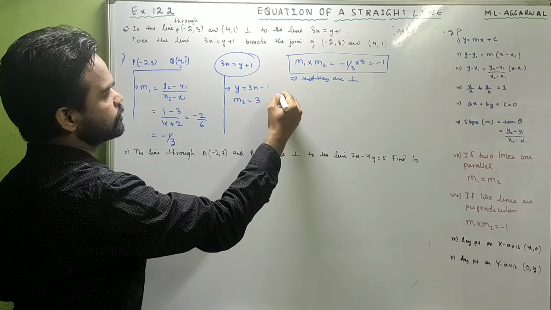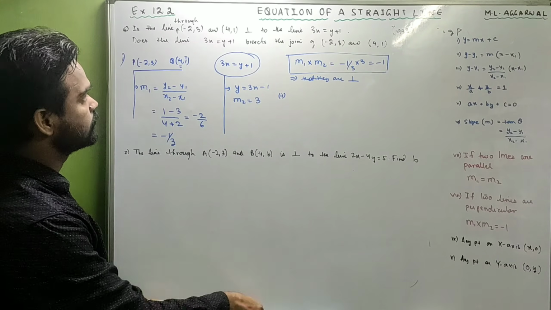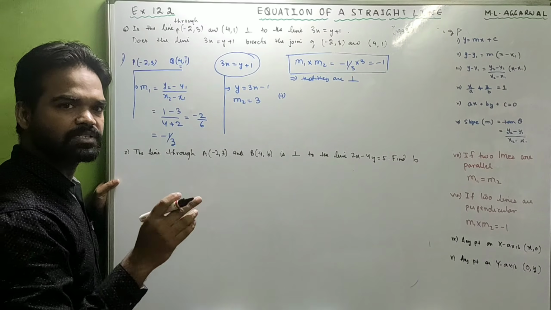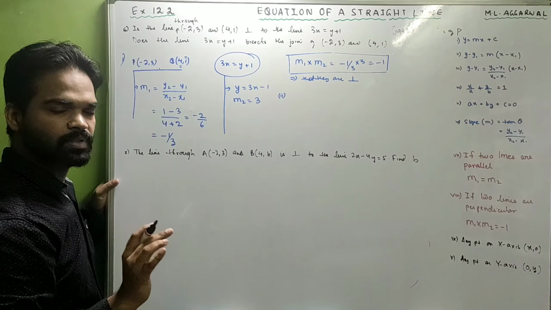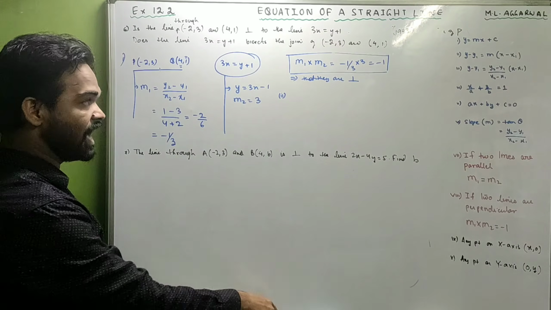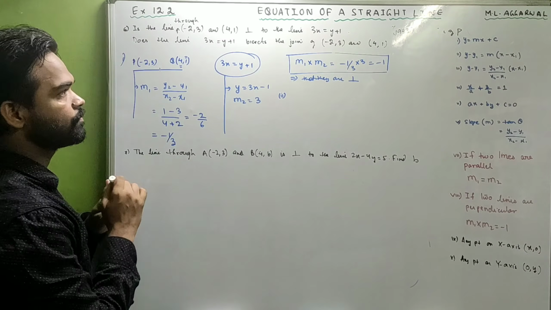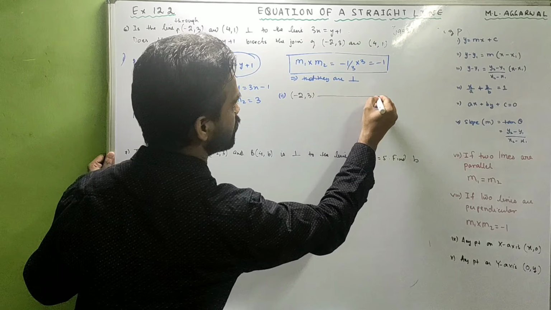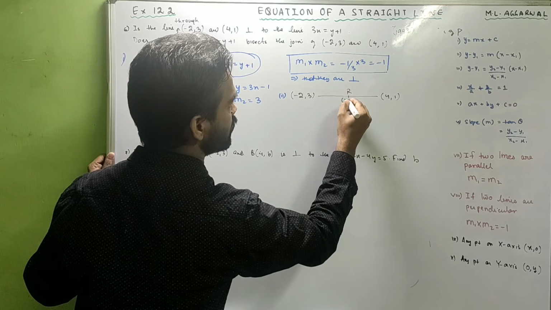The second part is interesting. Does the line 3x equals y plus 1 bisect the join of P and Q? Bisects means divide the line segment joining P and Q into 2 equal halves. Just find the midpoint of PQ. If the midpoint of PQ lies on the line, which means it satisfies the line, our question is solved. Let us see. First is P, minus 2, 3, and Q is 4, 1. Find the midpoint. Suppose this is R, x comma y.